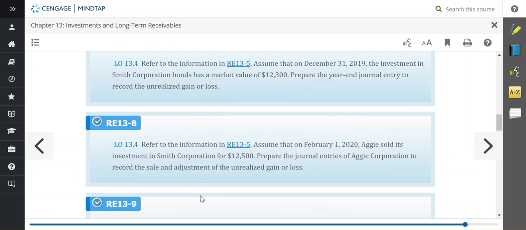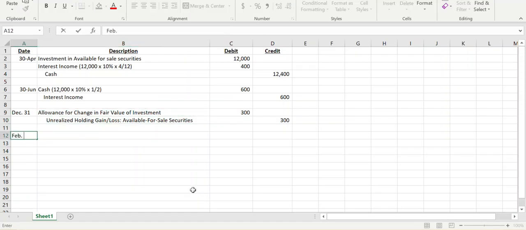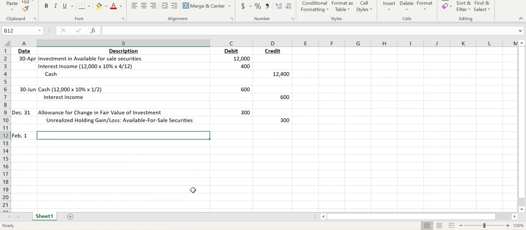And in review exercise 13.8, it says, using this information, assume that on February 1st, our company sold its investment in Smith Corporation for $12,500, and they want us to prepare the journal entries to record the sale and any adjustment to the unrealized gain or loss account. So February 1st, we need to record that we have a sale. So we're getting cash. They told us we're selling our investments for $12,500.